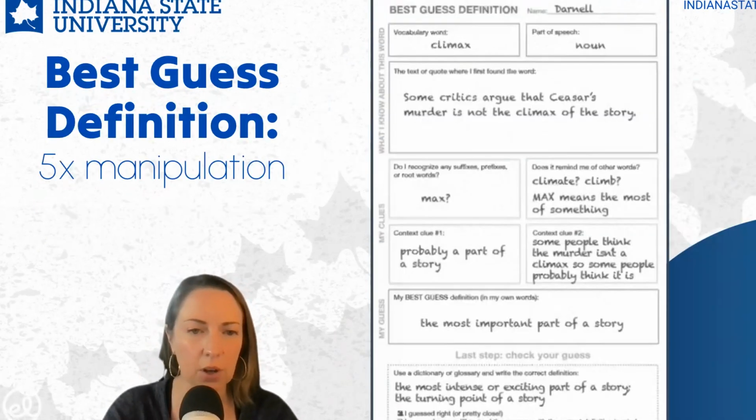Another strategy is called the best guess definition. And it's taking a word again and manipulating it 5 times so that you can see in everything that we've done, the 7 steps, the Frayer model, the 4-step model.